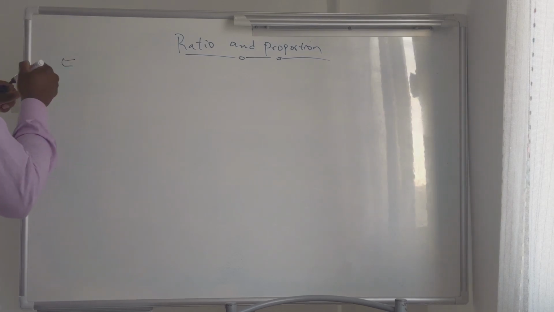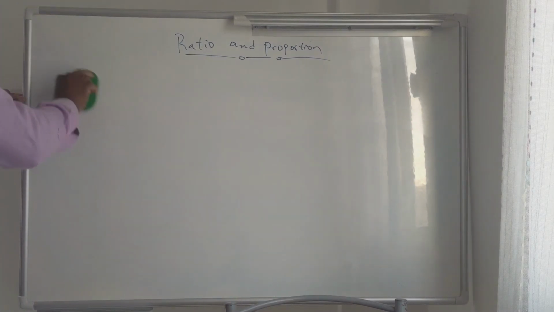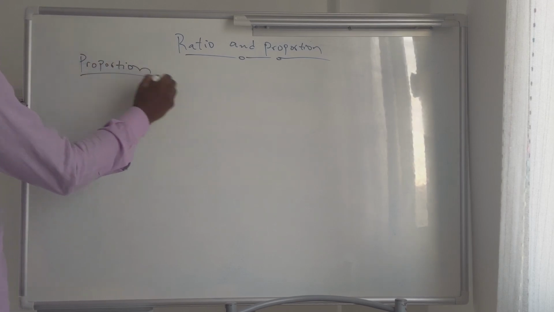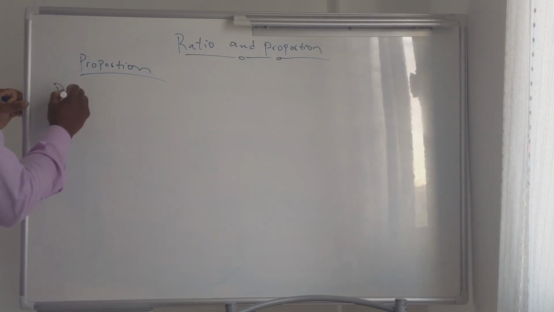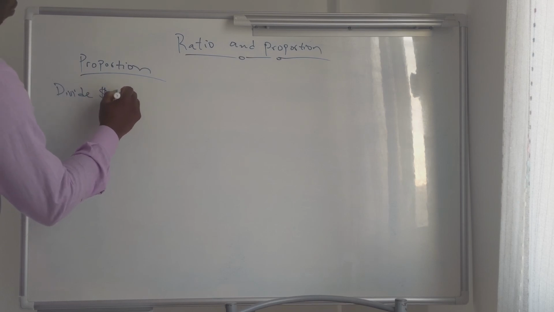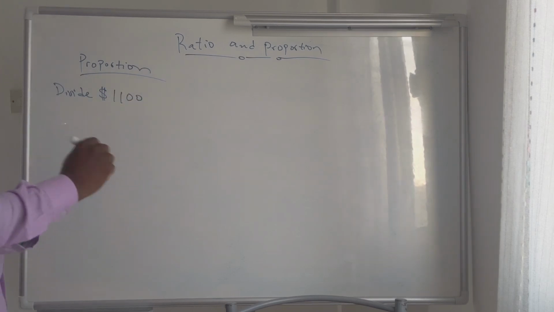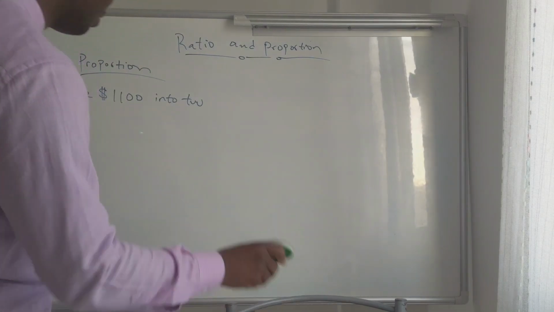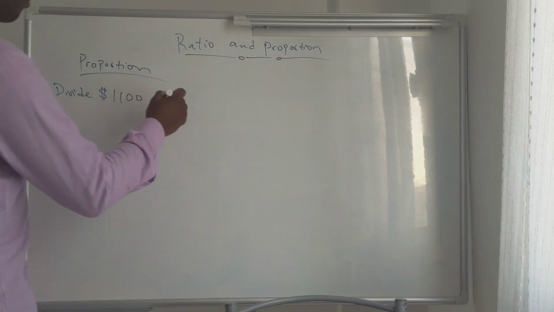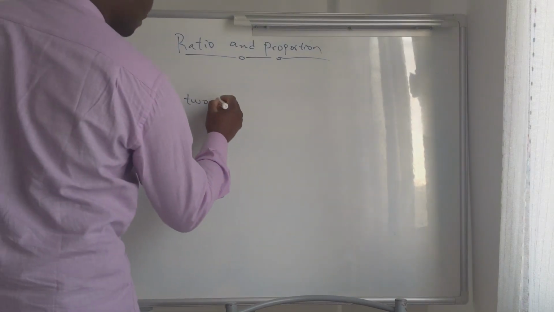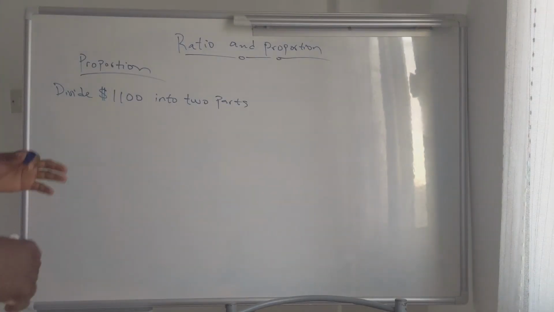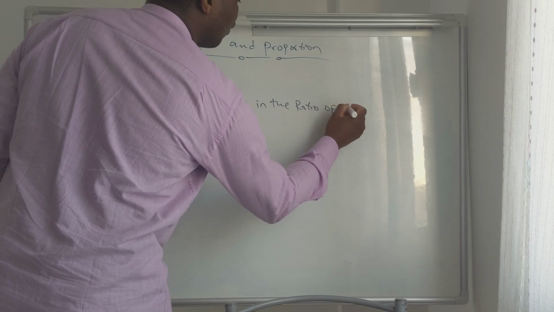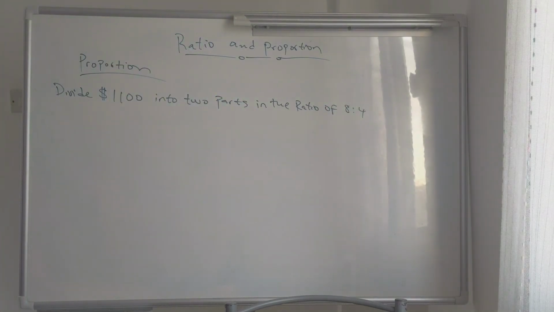So example 1 for proportion. Let me write this. Proportion: to divide $1,100 into 2 parts in the ratio of 8:4. Now, solution.